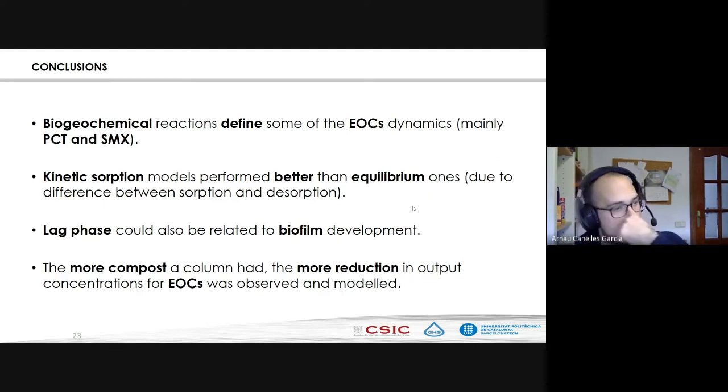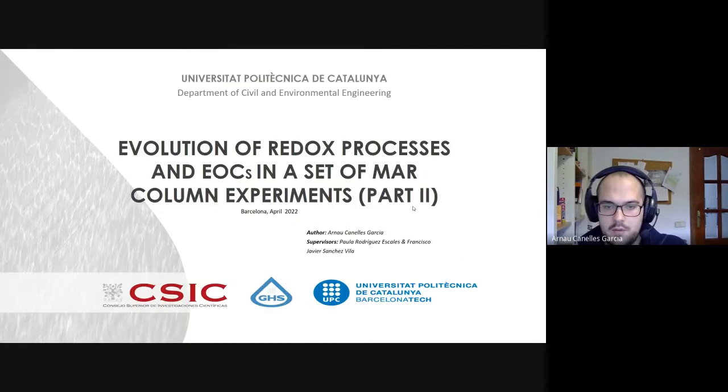We know that more compost has more bacteria, but what is the real reason that it is reduced? Is it because of the compost, because of the bacteria, because of the biofilm? And we need to further test that. But without further ado, this is all I have to say right now. So thank you very much for your attention, and I will be glad to answer any questions that you have.